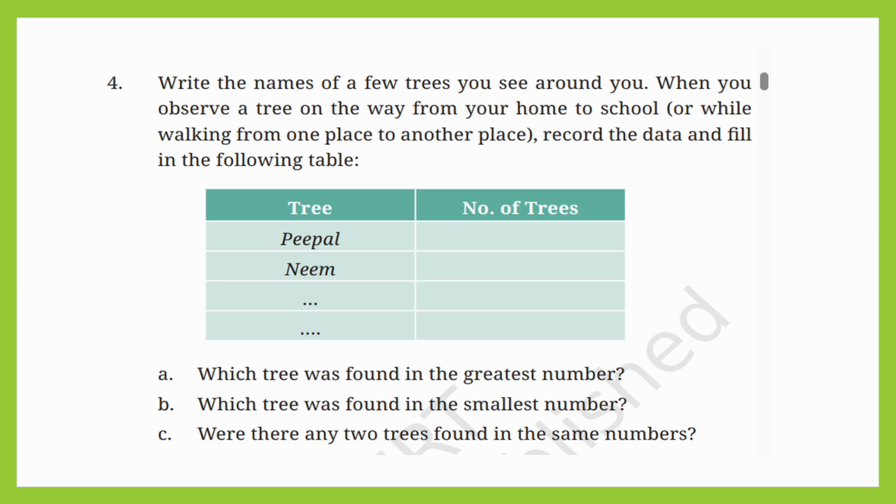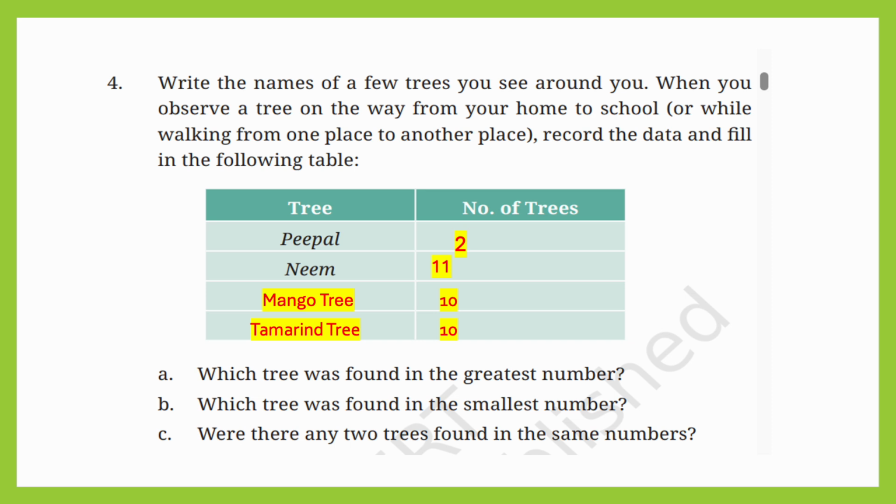Try the names of a few trees you see around you. When you observe a tree on the way from your home to school or while walking from one place to another place, record the data and fill in the following table. So write the name of a few trees and also write how many trees of that type you found. See, we have a table here. In the first column, you can write trees, and in the second column, you can write the number of trees. See, we have peepal tree, neem tree, mango tree, tamarind tree. See, number of peepal trees 2, number of neem trees 11, number of mango trees 10, number of tamarind trees 10.